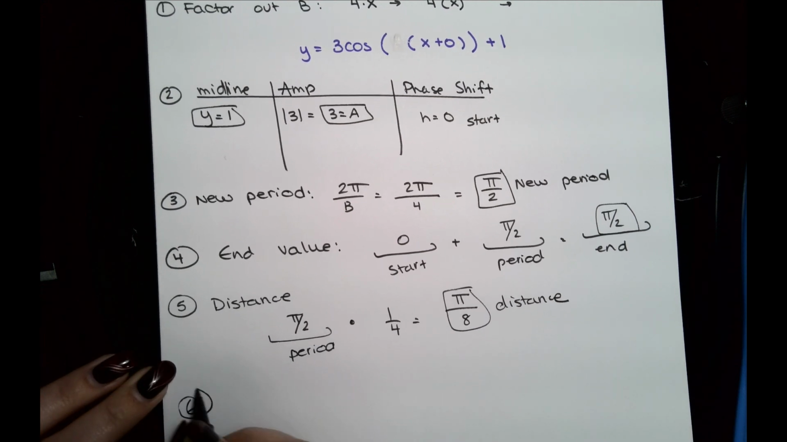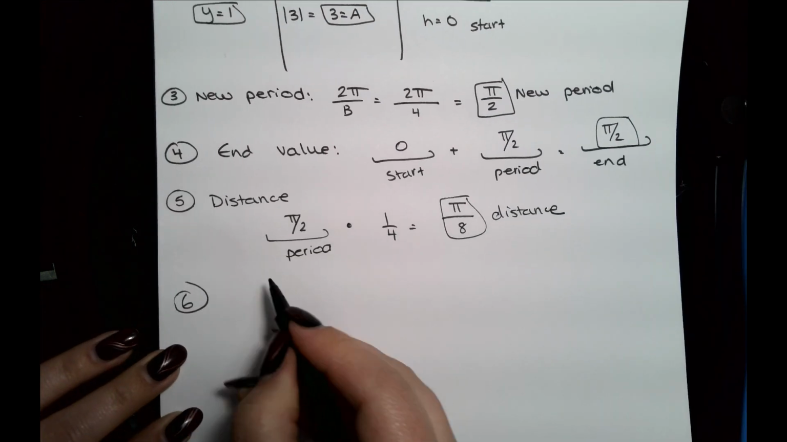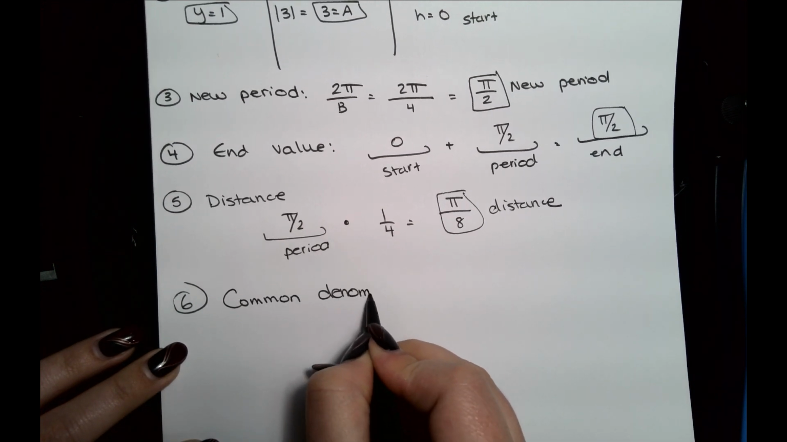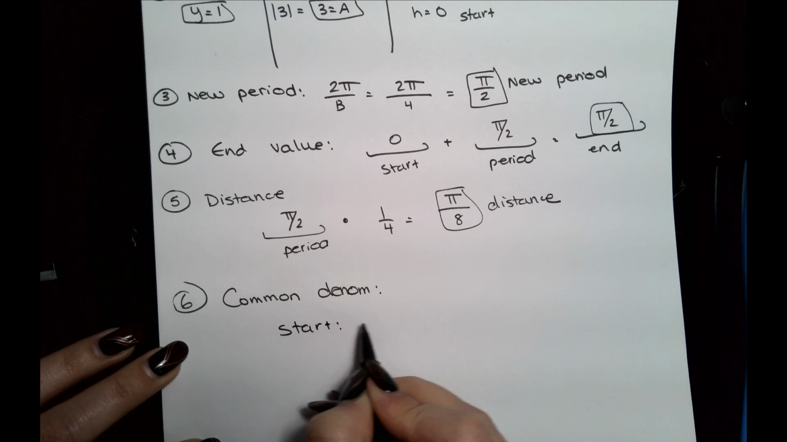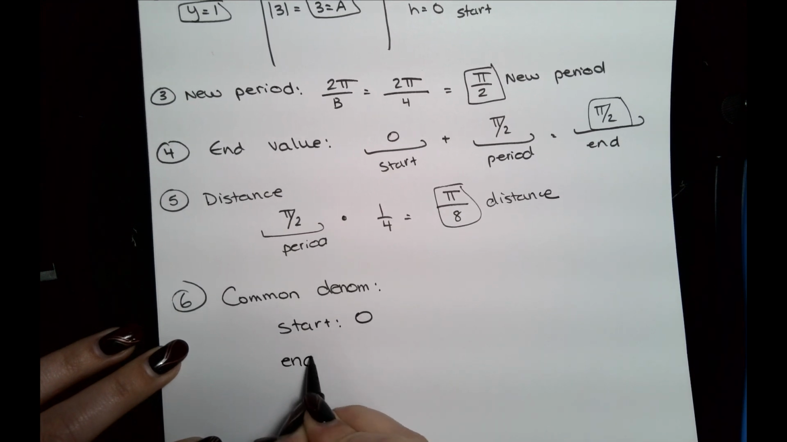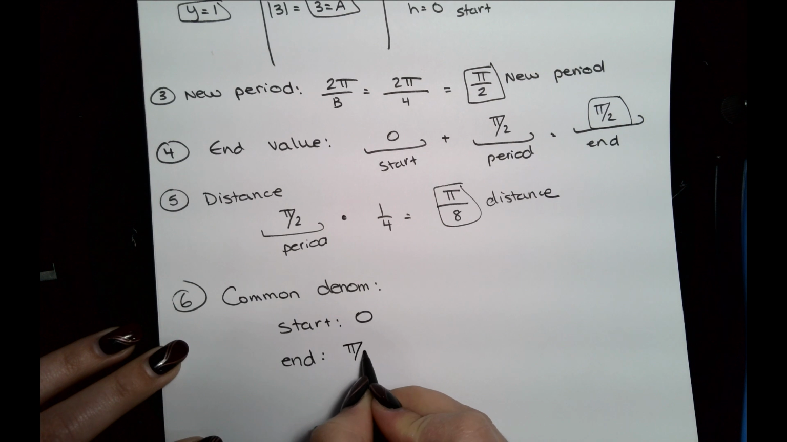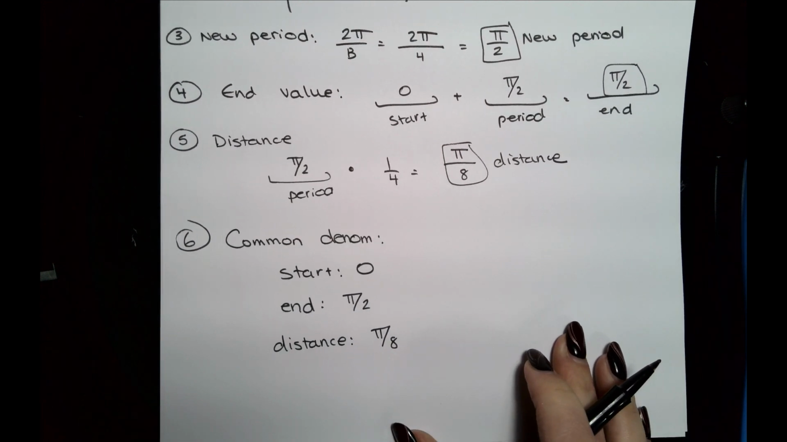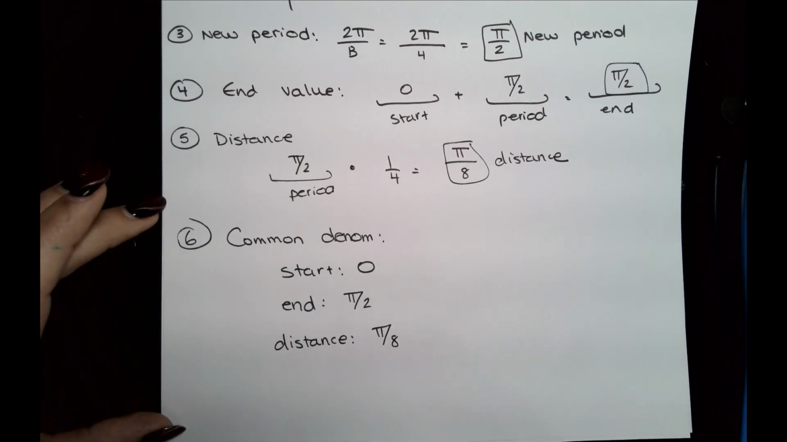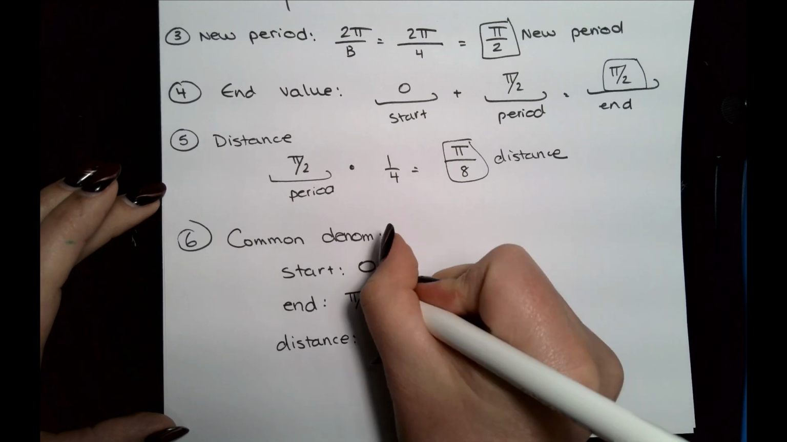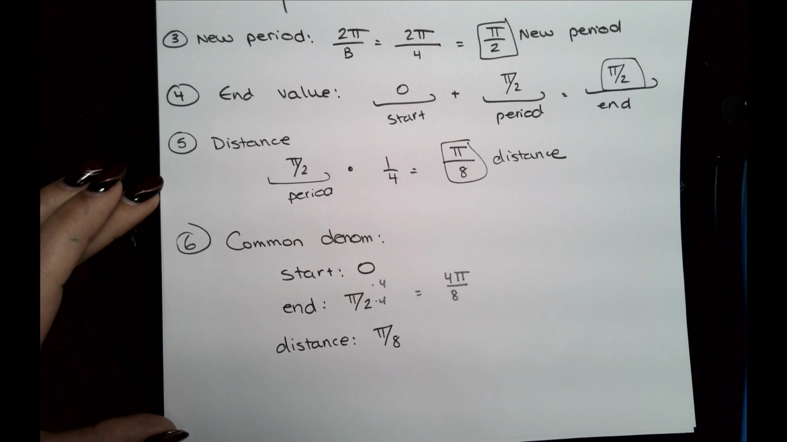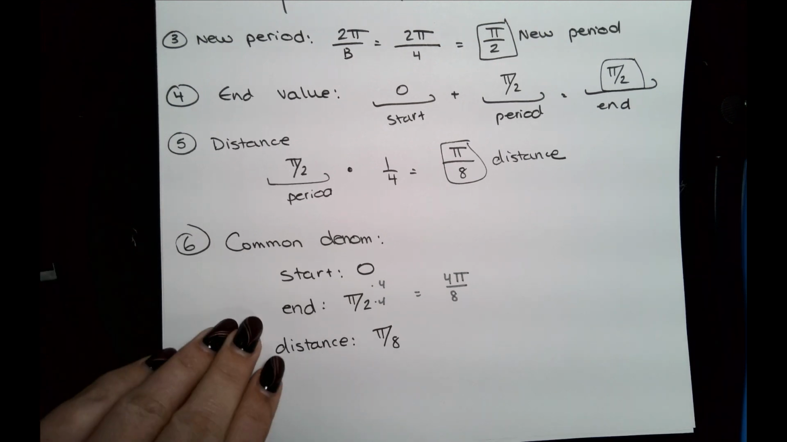Step number 6, we want to check for common denominators. For our start, which is 0, our end, which is pi halves, and our distance, which is pi eighths. So we don't have to do anything with 0 because it's 0. We're starting at the origin. But for our end value, we do want to multiply top and bottom by 4. So that way we can make sure that things add up to what it's supposed to add up.